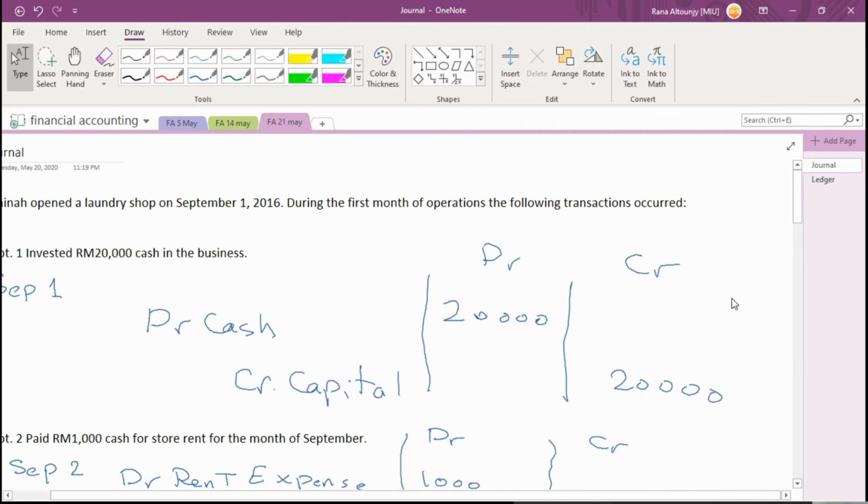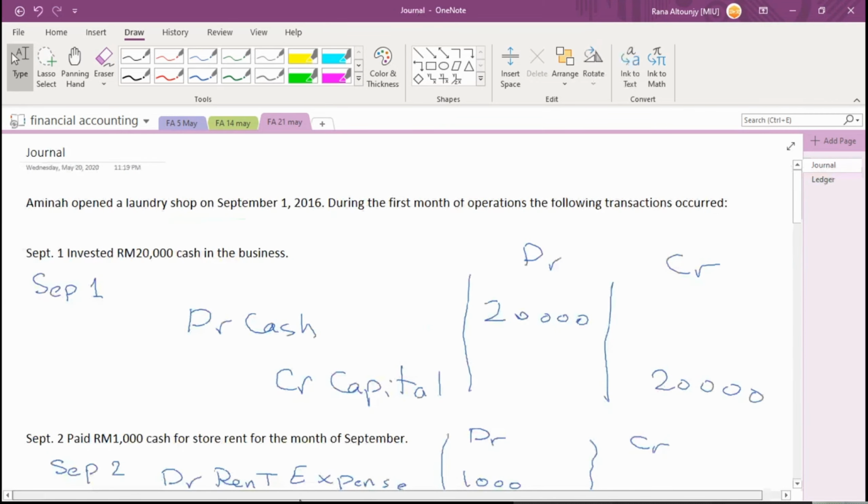This is our journal, and the first transaction we have is September 1st: debit cash 20,000, credit capital 20,000. So first we need to transfer this one. The debit cash. When you want to transfer it, okay, just one minute. So first we need to transfer the debit cash 20,000, and the other side is credit capital.